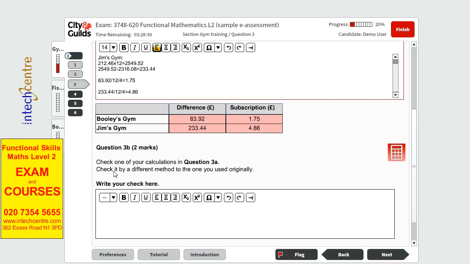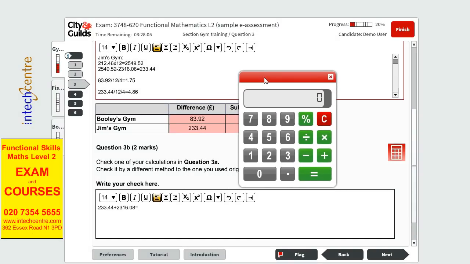We have to check it by a different method to the one we used originally. I would suggest you use the reverse method. You could use the subtraction, you could use the division, whichever one you think is suitable for you or is the easiest to do. So I will pick the Jim's Gym: 233.44 plus 2,316.08, we should get as an answer 2,549.52. Let's check this.